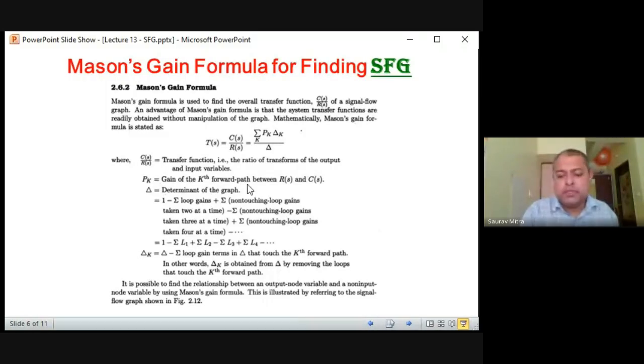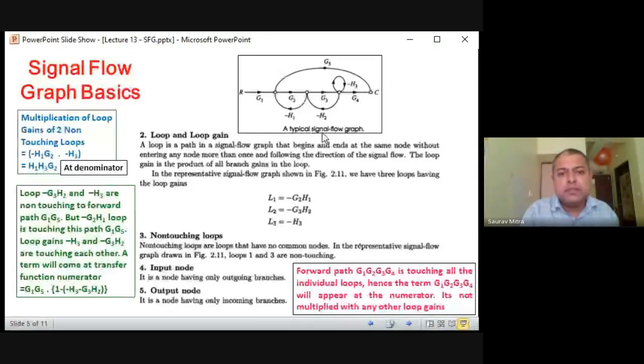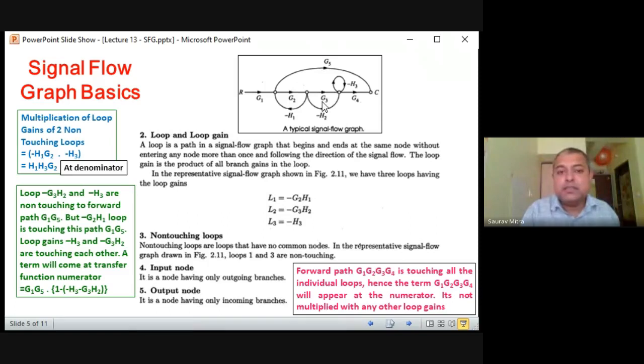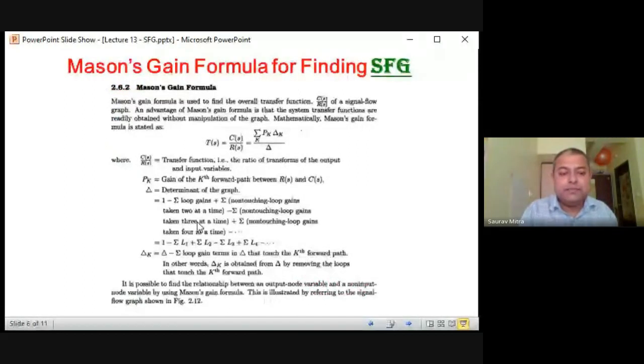P_K is the gain of the forward path. So just now in the previous numerical you found this is G1, G2, G3, G4. This is P1, that is P_K1, or G1, G5. This can also be P_K. What is delta K? Delta is determined for a graph as 1 minus loop gain. Here you found only single loop gains because there are no two non-touching loops. Hence, I wrote only 1 minus of minus H3 minus G3H2. So that's why delta K is given by this.